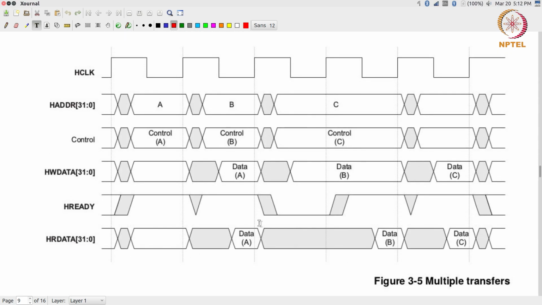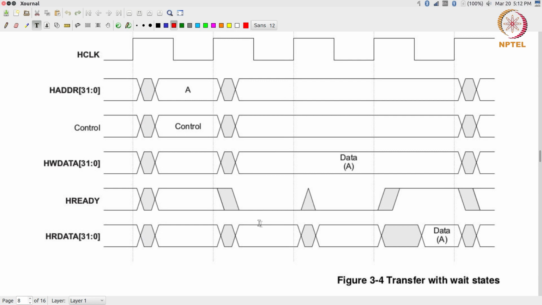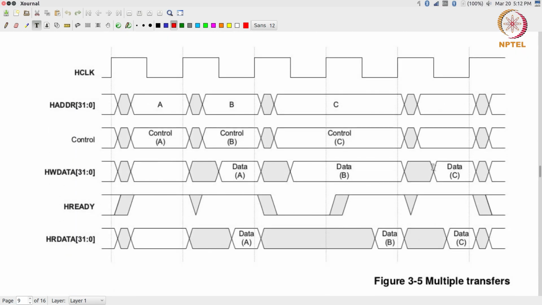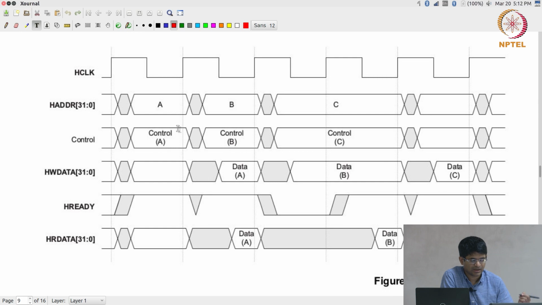How do we extend this? We can go to multiple transfers. The simplest kind of multiple transfers would be to finish one transaction completely, address A and control is done, I get back the data and then start the next one. Obviously, that is wasteful of time. We can do something called pipelining, where I give out the address and control corresponding to A. I know that it will take at least one clock cycle to finish that transaction, but during the next cycle I will go ahead and say what I want to do next. I give the address and control corresponding to B. One cycle later, the data from A comes back.